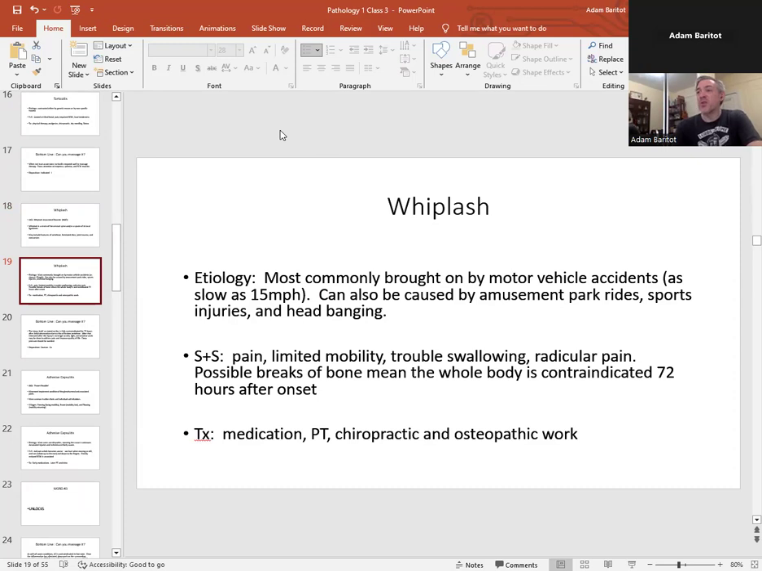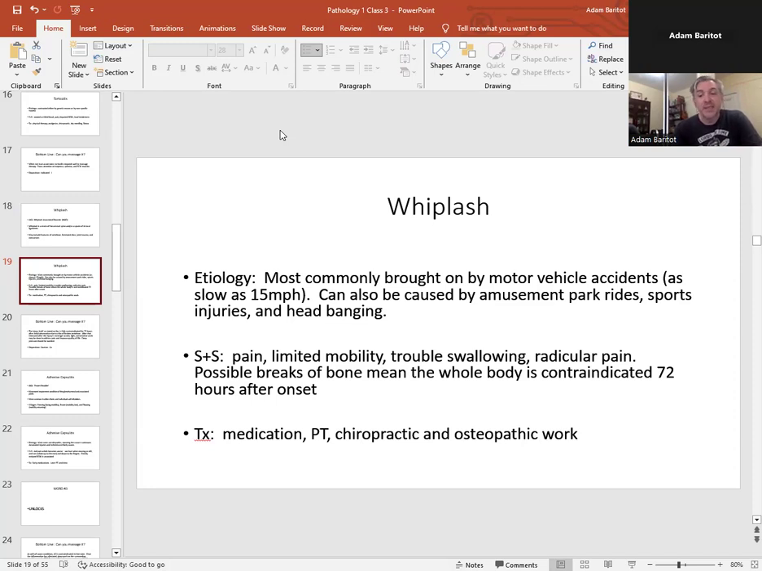Signs and symptoms associated with whiplash. Pain with limited mobility. Possible trouble swallowing due to dislocations and inflammation in your neck. Radicular pain. Radicular pain, again, is radiating pain, usually down one side of the body. Possible breaks of bone mean that the whole body is contraindicated 72 hours after onset. Once whiplash has been identified by a medical practitioner or by the individual, they cannot receive massage for 72 hours.